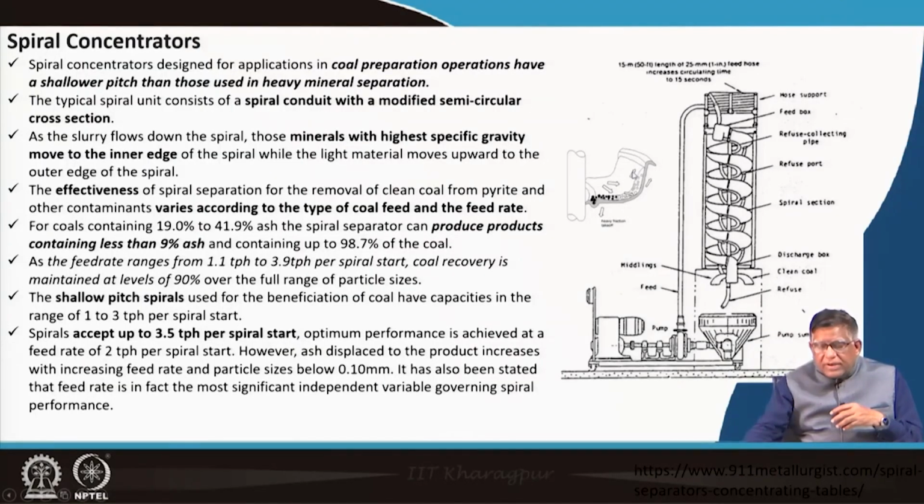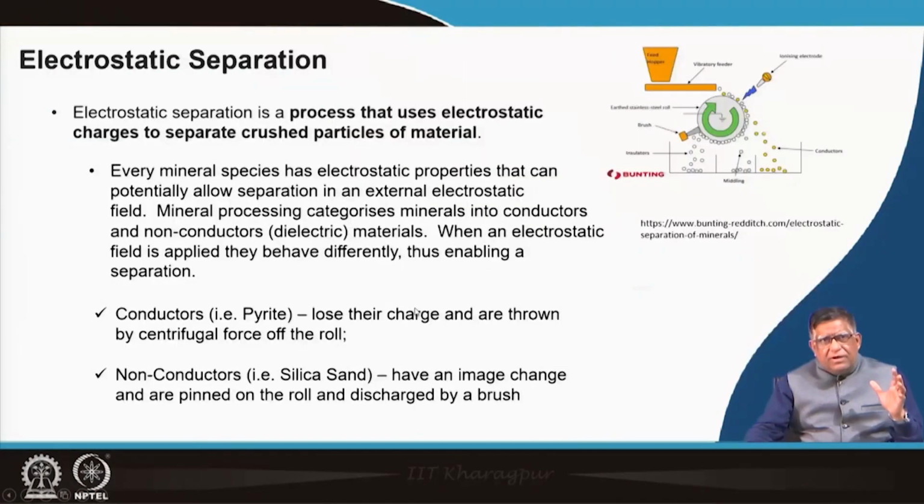In a spiral concentrator, if you take a cross section here, it will look like that. You can see here the heavy particles are coming towards the center, and the lighter particles are going outside, and from there they can be separated. So ultimately, what you have just learned is that there are different types.